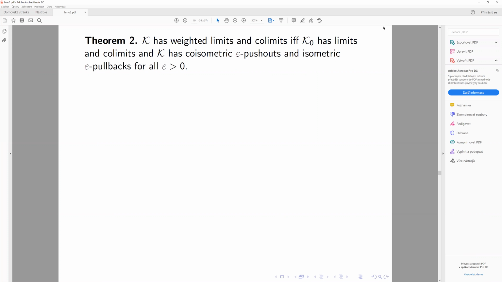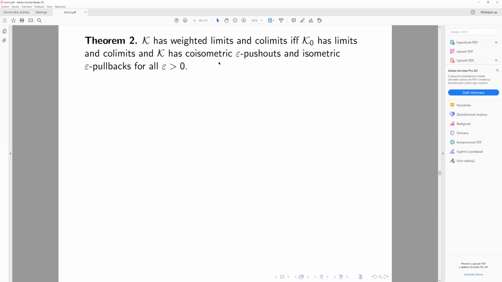In some sense, whenever you have coisometric epsilon push-outs and, dually, isometric epsilon pullbacks for all epsilons, and your underlying category is complete and cocomplete, then your category K has weighted limits and colimits. So one has to combine both: the existence of isometric epsilon pullbacks and coisometric epsilon push-outs, plus completeness of the category, is the same as having weighted limits and colimits.